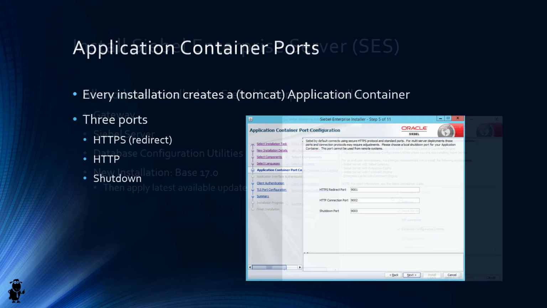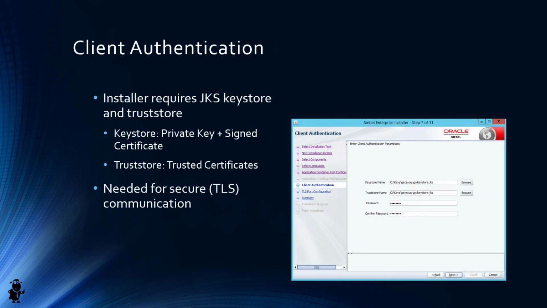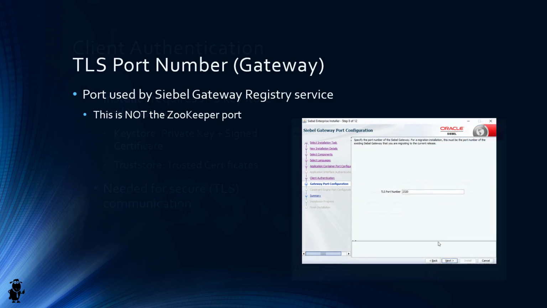And here are a few highlights. So, for example, we'll discuss which ports to select for the SES Tomcat, how to define the JKS file, and we'll talk about that TLS port number, which is actually the gateway port number and not the Zookeeper port number.